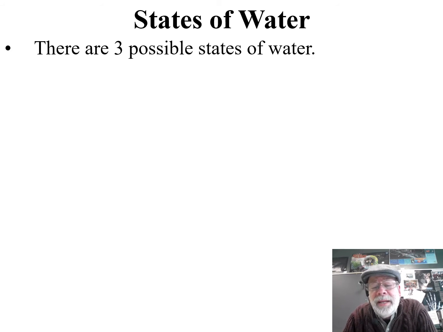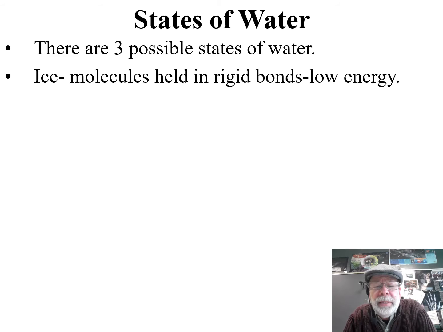There are three states of water here on planet Earth. Ice. Ice, the molecules are held rigidly together. Okay? Is there much energy in that? No. It's at the lowest state of energy, which is why when you get water to be as least energetic as possible, you got ice.